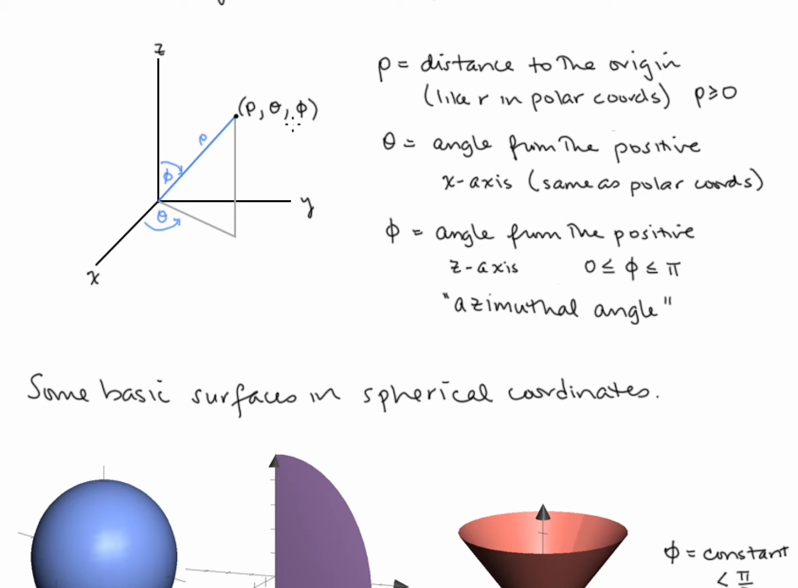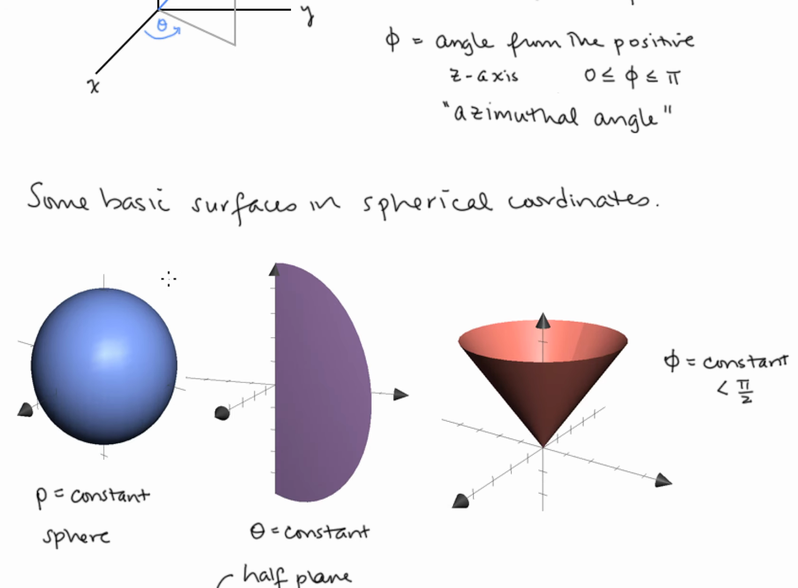Let's talk about theta being constant. Theta is the angle from the positive x-axis. Theta is this angle here. When we talk about the equation theta equals a constant, we're saying that rho could take on any of its values and phi could take on any of its values. Remember that rho is greater than or equal to 0 and phi goes from 0 to pi. So if we fix this constant theta, let rho take on any value, and phi go from 0 to pi, any of its values, we're going to get a half a plane.